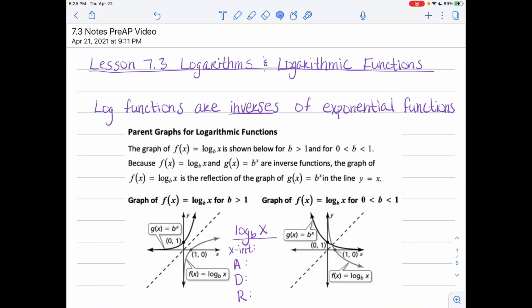Hi everyone, today we're going to talk about lesson 7.3, which is logarithms and logarithmic functions.